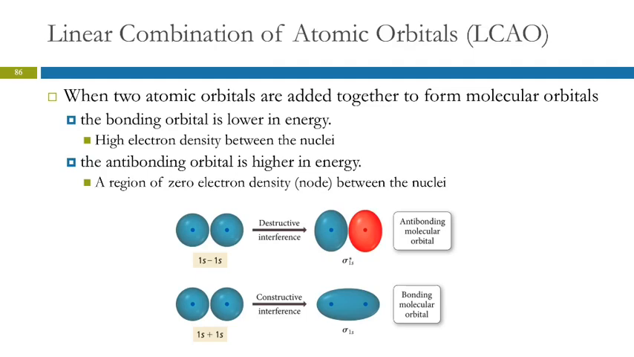So we've got two atomic orbitals, two 1s orbitals. They can combine constructively, like adding, and they can combine destructively, like subtracting. And so we combine two orbitals and we get two orbitals. One is a bonding orbital with lower energy, and the other is an anti-bonding orbital with higher energy.